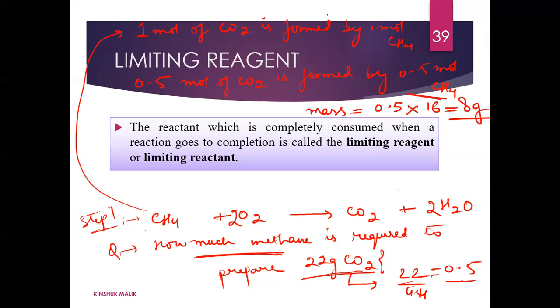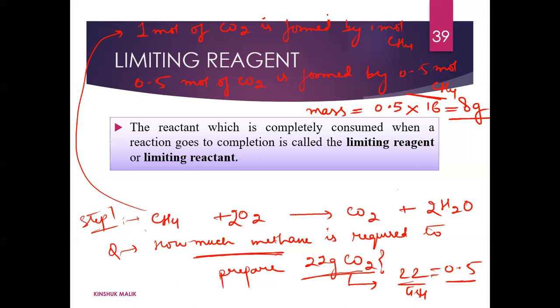Okay, and what type of questions usually come in this? You are given amounts of reactants in a reaction, then according to the reaction you have to determine what is the limiting reagent, what is the excess reagent, how much excess reagent will be consumed, how much excess reagent will be left. These types of questions come in limiting reagent.